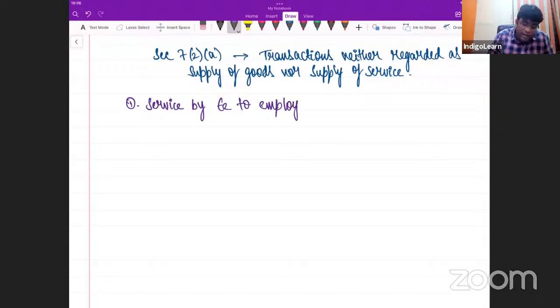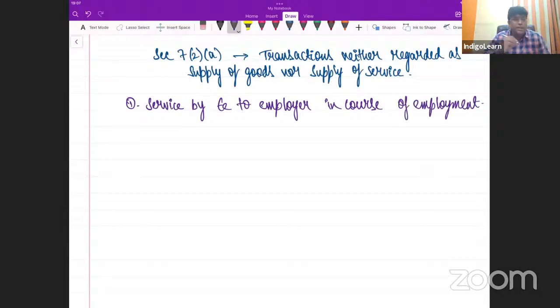Service by employee to employer in course of employment. Service by whom, sir? Employee to employer in the course of employment. That is the reason why practically no salaried employee pays GST, my dear friends. No salaried employee pays GST.